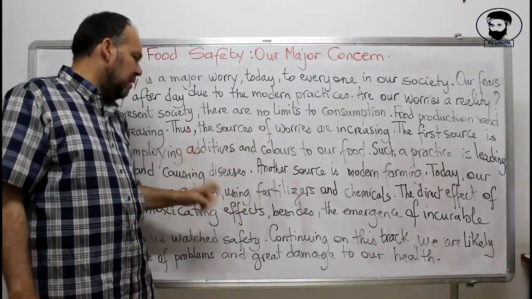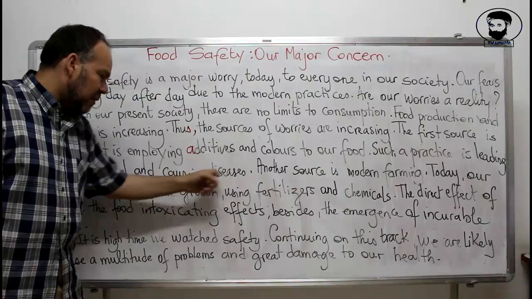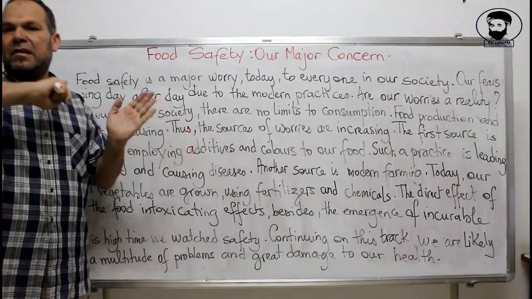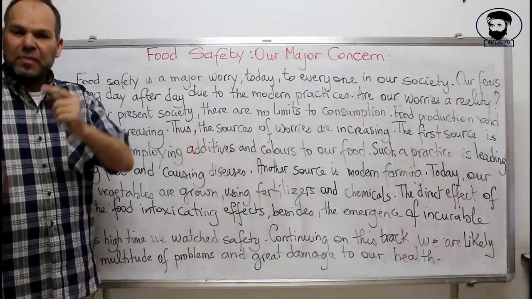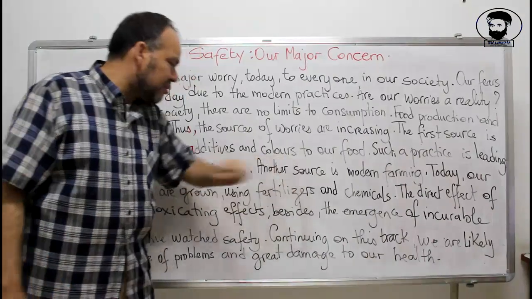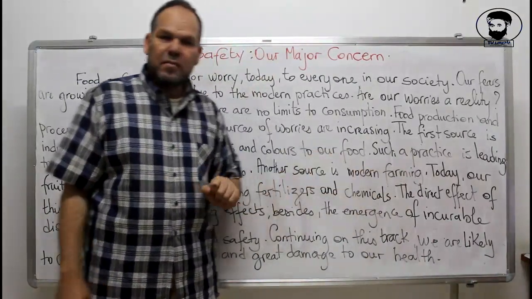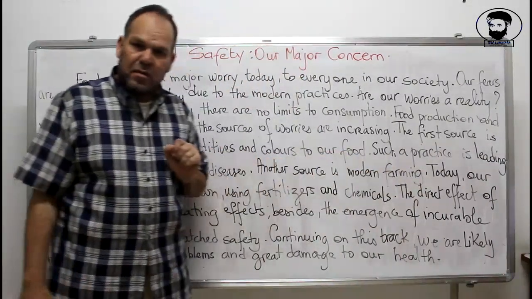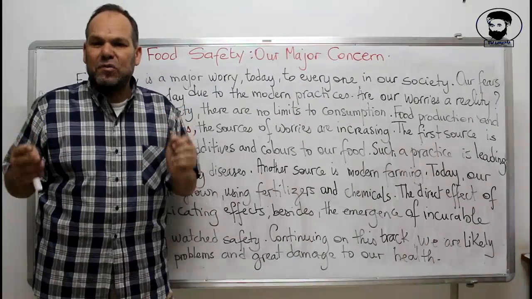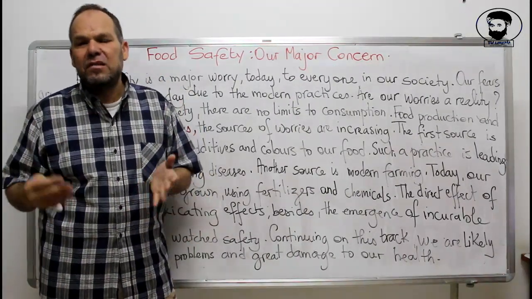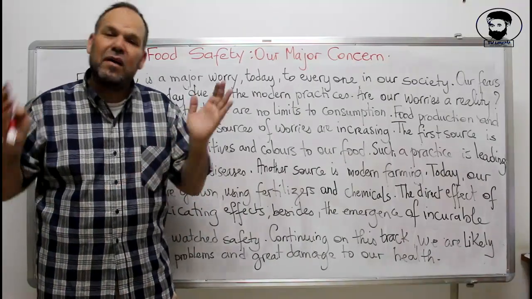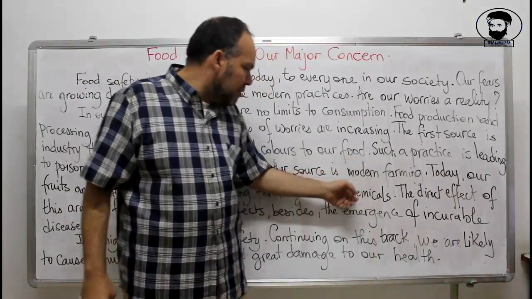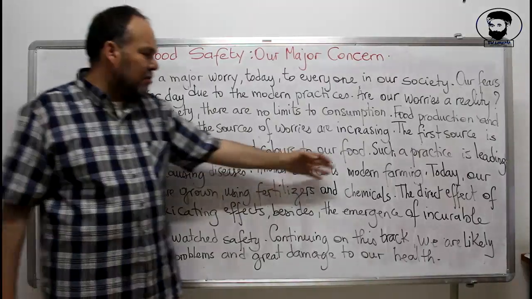So when you add additives and you have colors, you are causing disease and poisoning the food. So I've started with the cause and given directly the consequence of this cause. Then I'll go to the second cause. Now, another source is modern farming. Remember modern farming. Farming is a noun, and I've added the ing form because it's a noun. There's the verb to farm. There's no noun for farm, so we say a farm, but farming is a noun from the verb to farm. So, another source is modern farming, full stop.